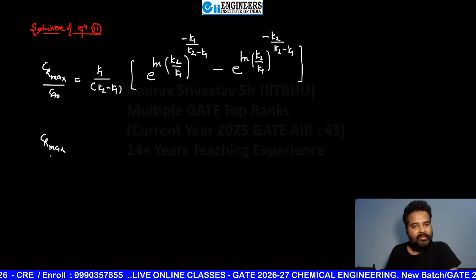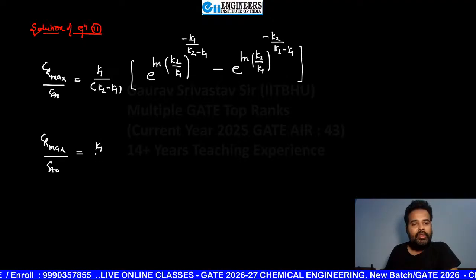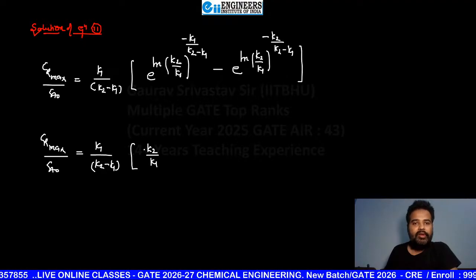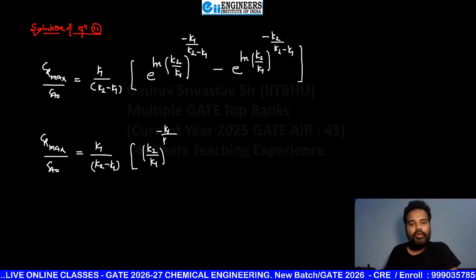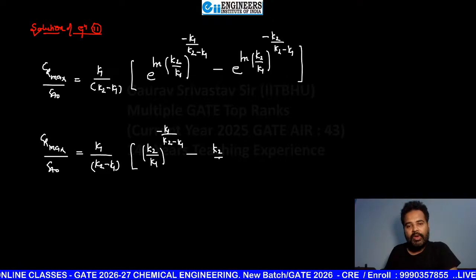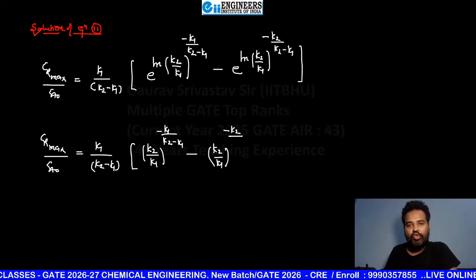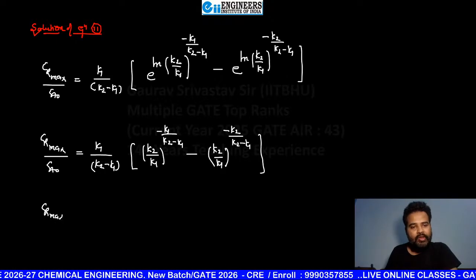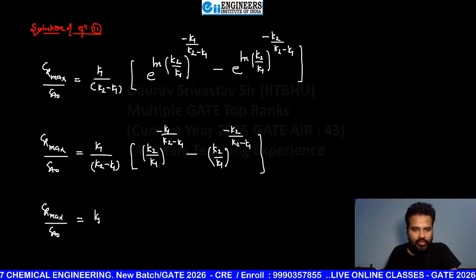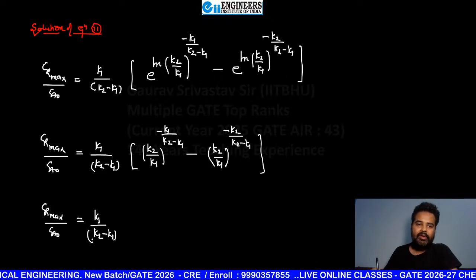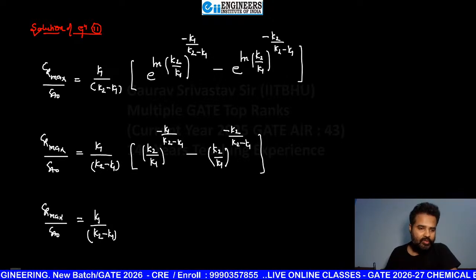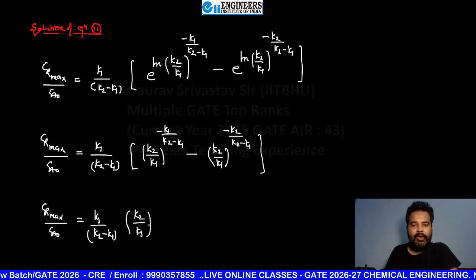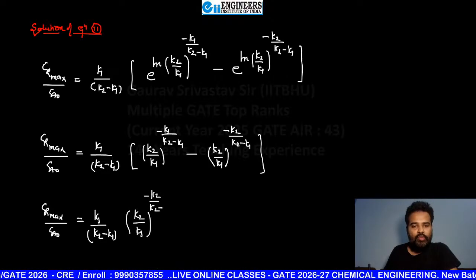So again you can write CR max upon CA naught, and that becomes equal to K1 upon K2 minus K1, and here you can write K2 by K1 whole raised to power minus K1 upon K2 minus K1, and minus K2 by K1 whole raised to power minus K2 by K2 minus K1. Now I am going to take something common here, beta. So CR max upon CA naught becomes K1 by K2 minus K1, and here I am going to take common just the second term, completely just the second term. So the second term is K2 by K1 whole raised to power minus K2 by K2 minus K1.